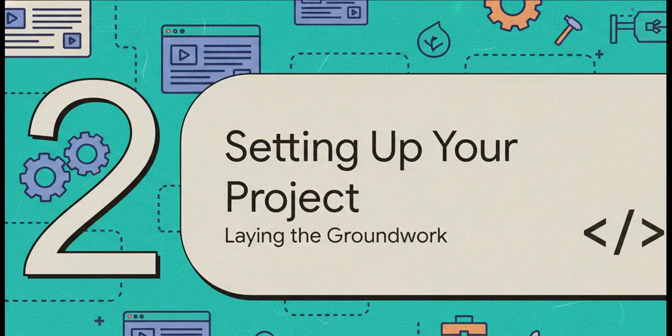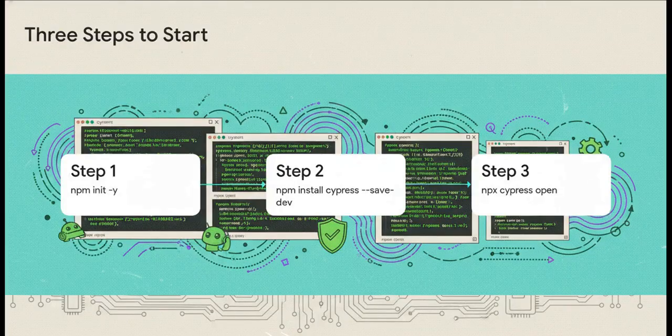Okay, enough talk. Let's dive in and get our hands dirty. We're going to lay the groundwork for our very first test, and you're about to see just how easy it is to get a project up and running. Seriously, it really just takes 3 simple commands in your terminal. First, you initialize a new project. Second, you install Cypress. And third, you just tell it to open.